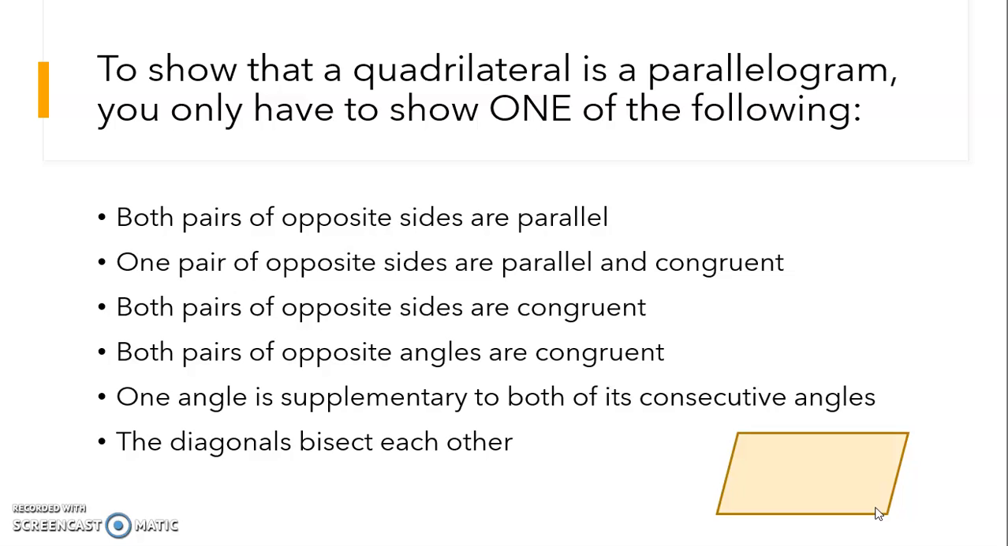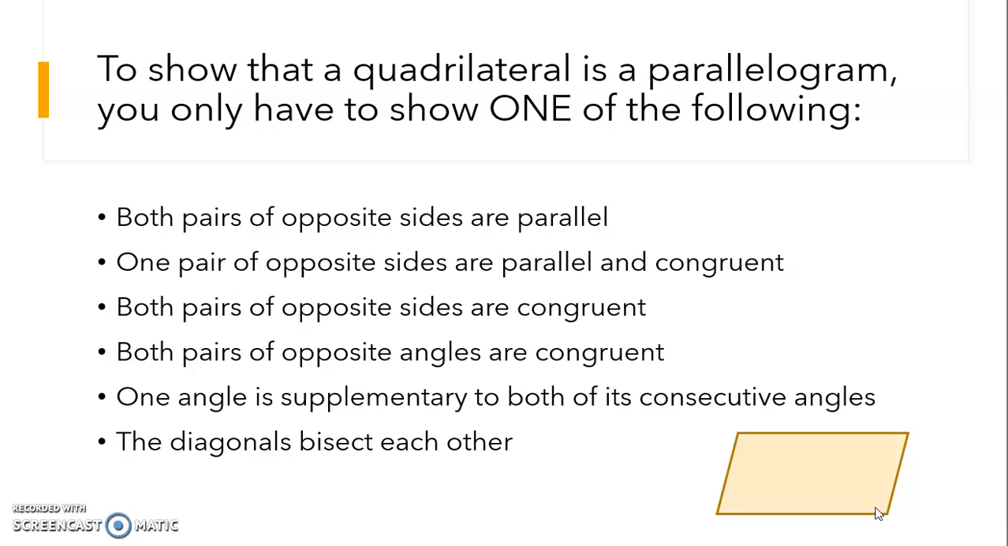The next fact says one angle is supplementary to both of its consecutive angles, meaning that if I know this angle measurement here, it will add to 180 with this angle here and with this angle over here. So you need to know both. So maybe this is 50 degrees, and I would need to know that this is 130 degrees because that would be 180. And then I would have to also know that this one is 130 degrees. So one angle is supplementary to both of its consecutive angles.